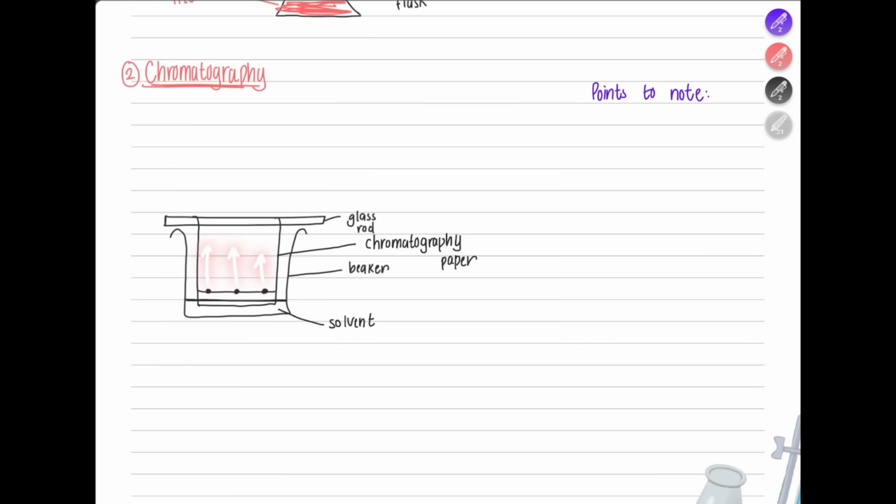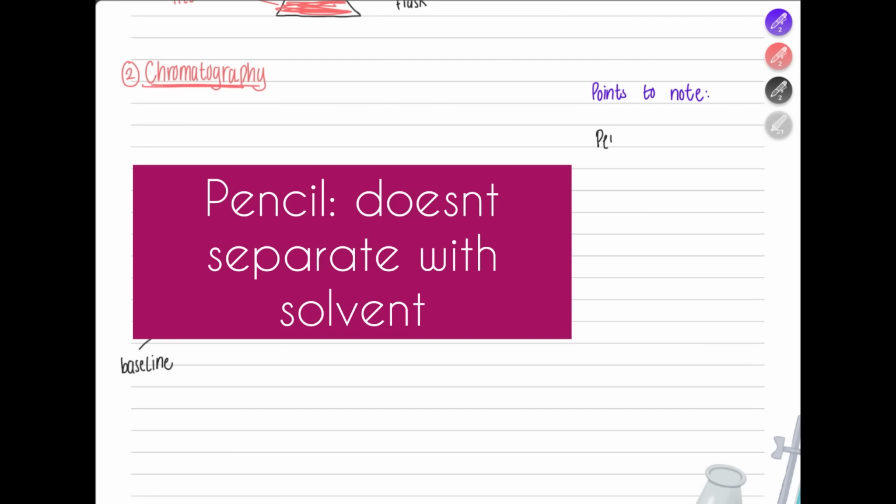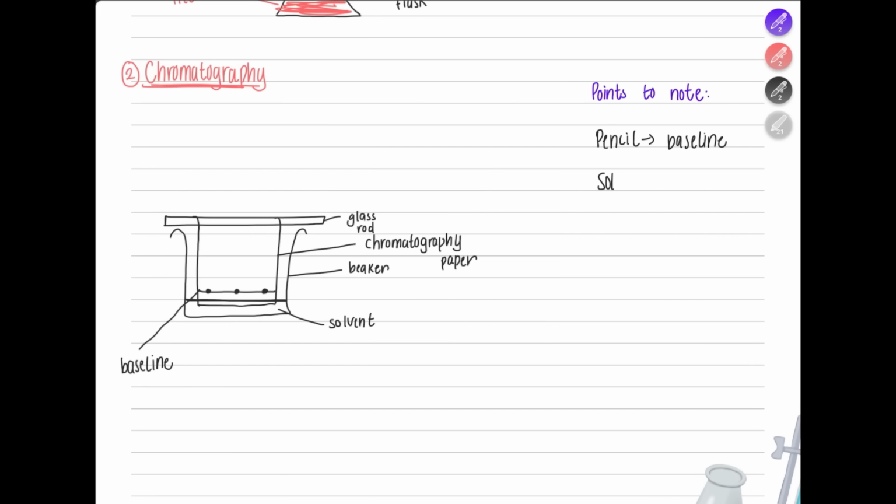Okay, so one thing to note is this. Another thing to note is that this is the baseline, which is drawn with pencil. This is where you keep your samples, like this. One question that you can be asked is, which equipment is used to draw the baseline? You will say pencil. For the solvent, remember, the solvent is supposed to be soluble in the sample. It should touch the chromatography paper. Remember, chromatography paper is also known as the chromatogram.